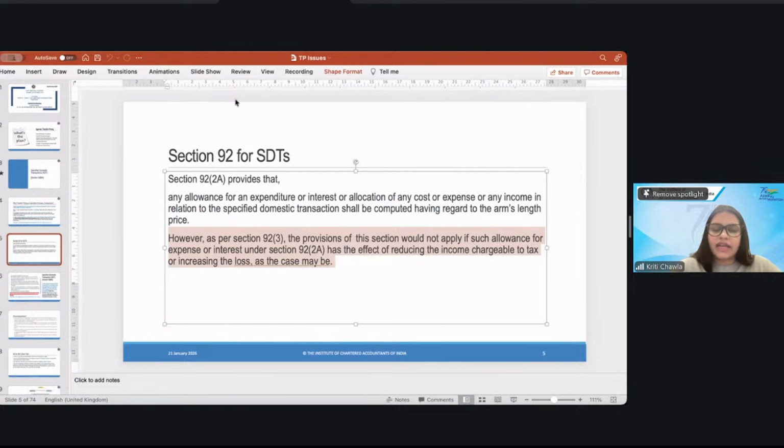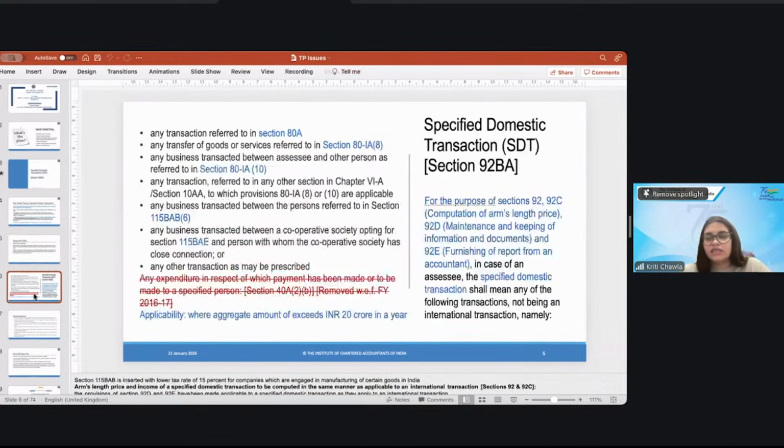Yes, absolutely correct. Because this is what we discussed when we were discussing the first lecture, when we were discussing international transactions, section 92. So this is applicable on international transactions also. If by applying the arm's length price, there is an effect that it might just reduce the income or it might increase the loss, then transfer pricing provisions will not be applicable here. So this is exactly the same thing that it says here.